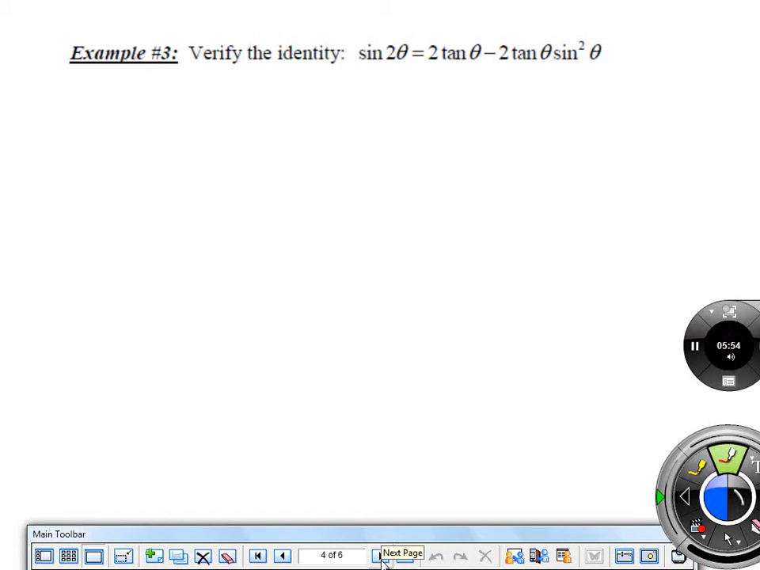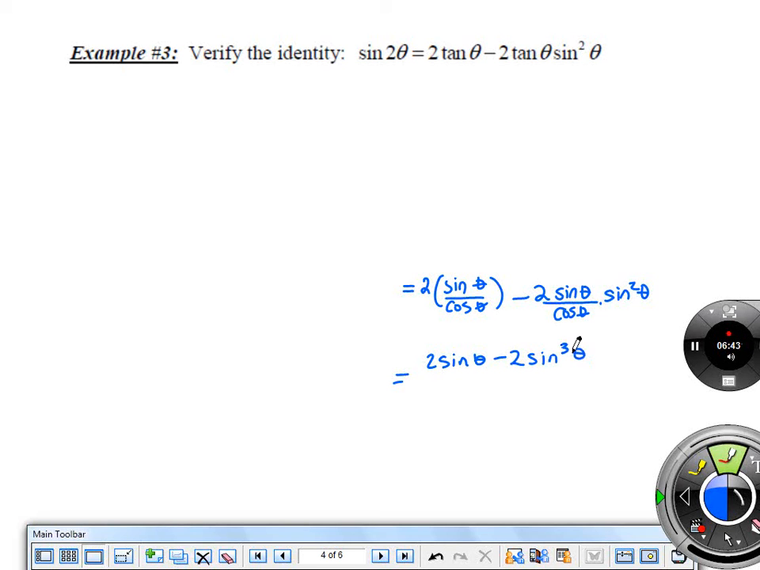All right, here is another verify the identity. I'm going to go ahead and start on the right side because I see some things that I could substitute in. And I'm going to rewrite every tangent as sine over cosine and hope that that helps me combine all this stuff into one thing. So I have a fraction with a common denominator here. So I'm going to go ahead and rewrite all of these. So this is 2 sine theta minus 2 sine to the third power of theta, which is a little scary, over cosine of theta.